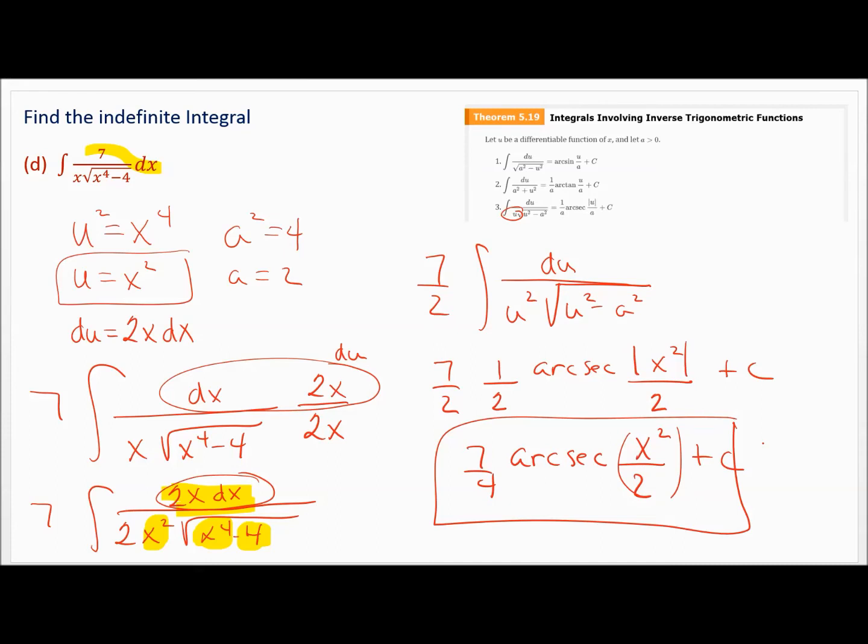It took a little work, though. We had to do a little adjustment on this. Had to do this fancy trick of multiplying by 2x over 2x. But magically, when I did, I had everything I needed, except that extra 2 in the bottom, and I just pulled that out front. You can always pull a constant multiple out front. You cannot pull addition and subtraction out front, and you can't pull any variables out front.